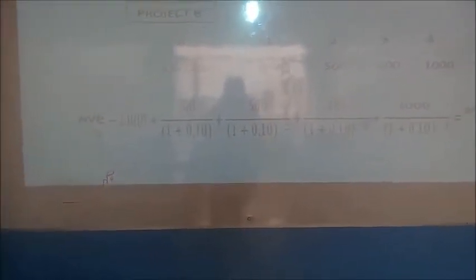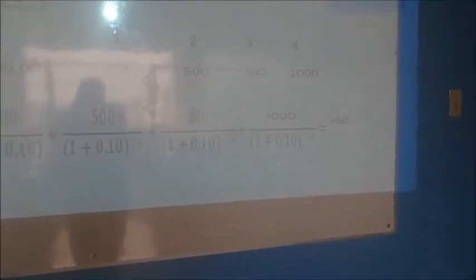The net present value is equal to minus 2,000 plus 300 divided by 1.10, plus 500 divided by 1.10 raised to 2, plus 300 divided by 1.10 raised to 3, plus 1,000 divided by 1 plus 0.10 raised to 4, equal to 19.6.